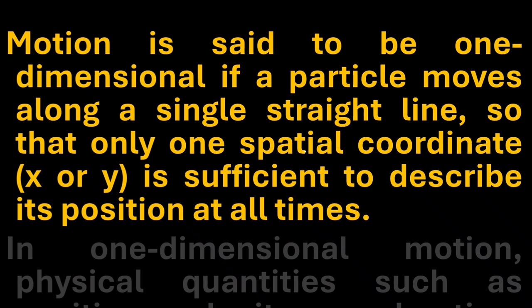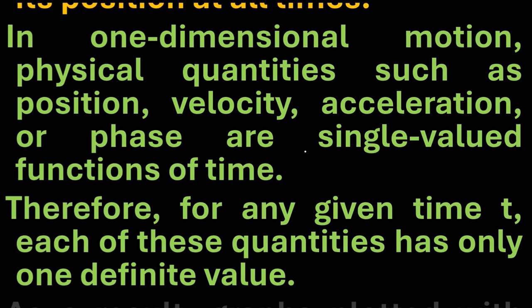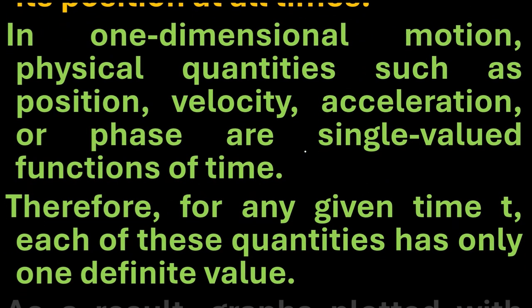Now, in one-dimensional motion, physical quantities such as position, velocity, acceleration, or phase. I have taken phase here very specifically because the first graph is based out of phase. Usually you don't find phase included in these kind of definitions. So in one-dimensional motion, physical quantities such as position, velocity, acceleration, or phase are single-valued functions of time.